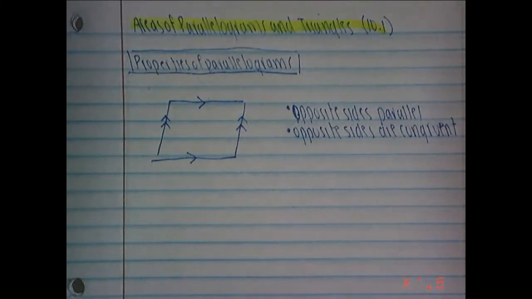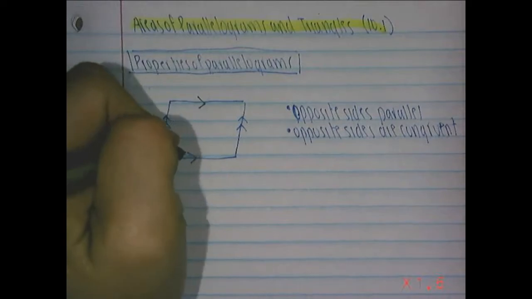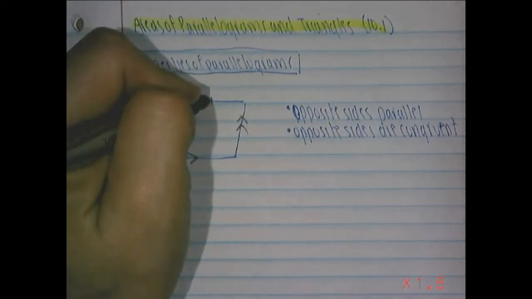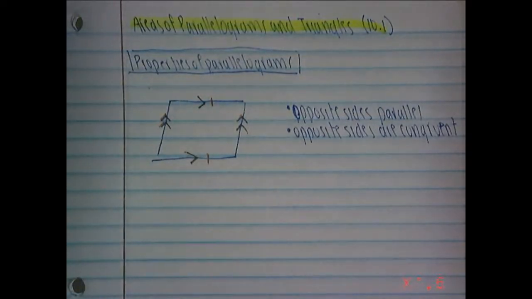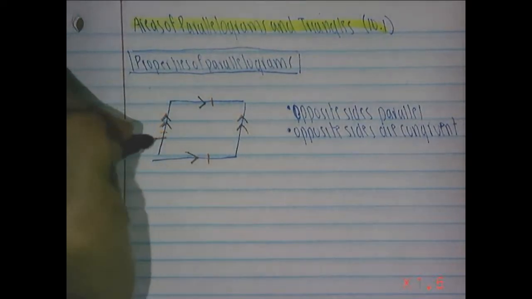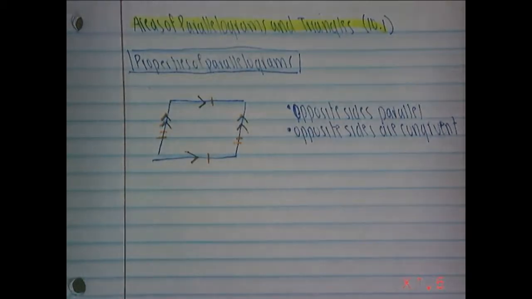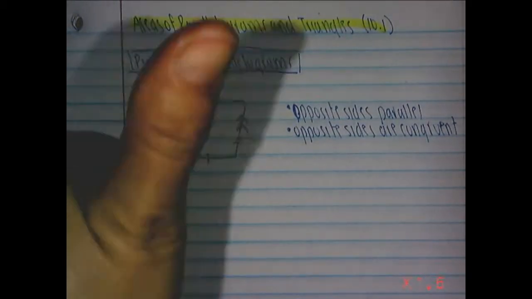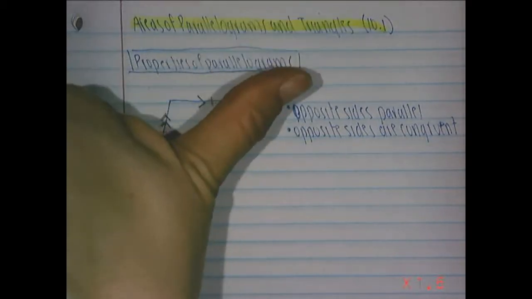All right, I should use a different color here. Let's use orange. They're parallel, with the arrows indicating that. Now we're going to do the dashes to show you that they're congruent. So opposite sides are congruent and parallel. Thumbs up, thumbs down. This sounds vaguely familiar. You can't see their thumbs, but they're up.